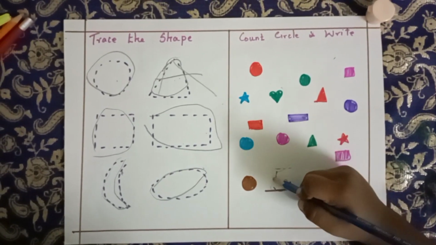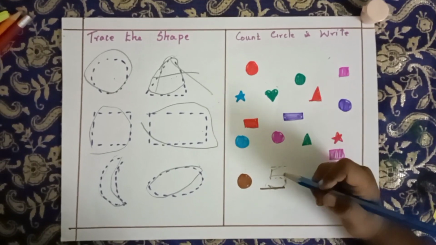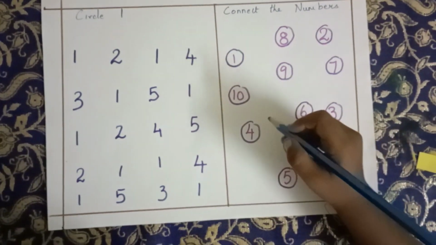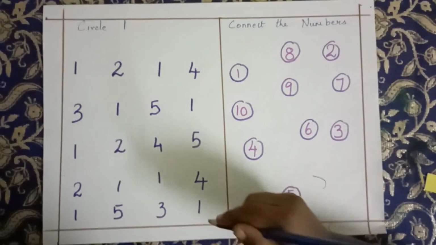Sleeping line. Okay, in this worksheet you have to circle all the 1, okay? Look for 1 and circle it, baby.